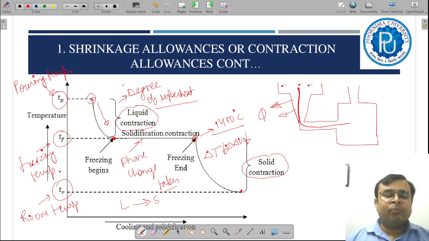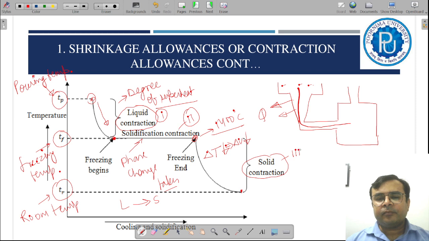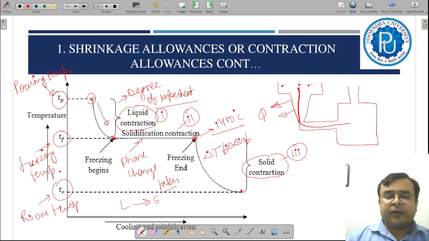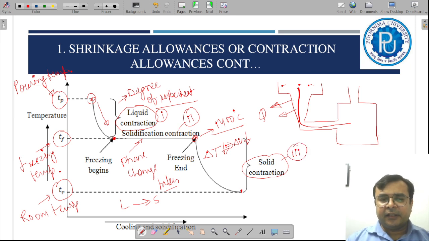Molten metal, metal takes place. First stage, that is liquid contraction. Second stage, that is solidification contraction, and third stage, that is solid contraction. Is it right? These are the three contractions that take place during the casting process, and we need to accommodate these contractions.